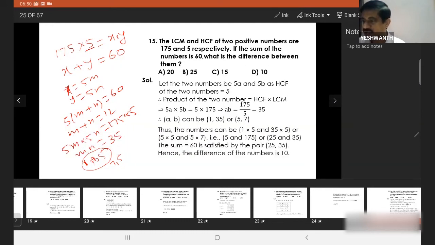Now what is the difference between them? So m and n are 7 and 5. So what should be the actual numbers? 5m and 5n. So 7 fives are 35, 5 fives are 25. These are the numbers, 35 and 25. Because we got the m and n values, but the actual numbers are 5m and 5n. So the difference should be 10. 35 minus 25 is 10, which is option D. Please note it fast, quick.